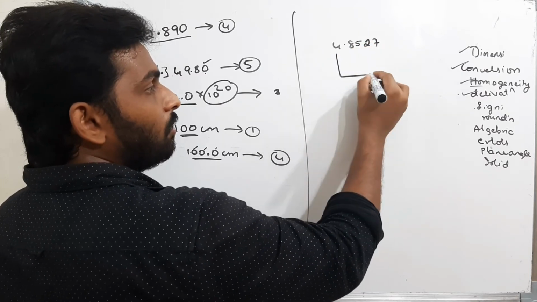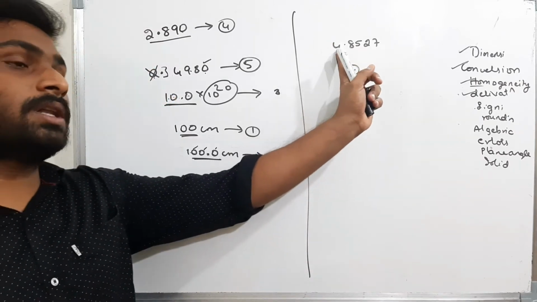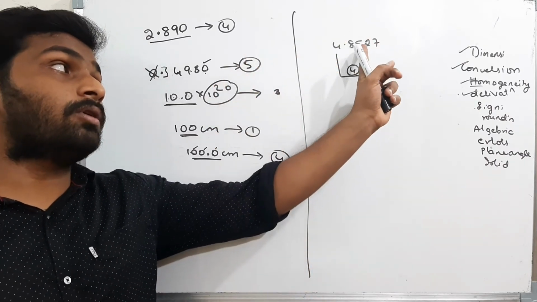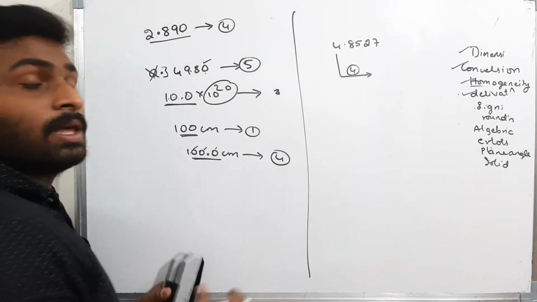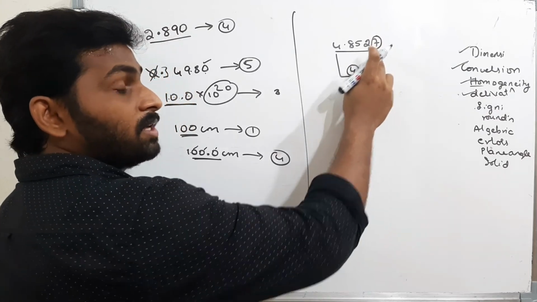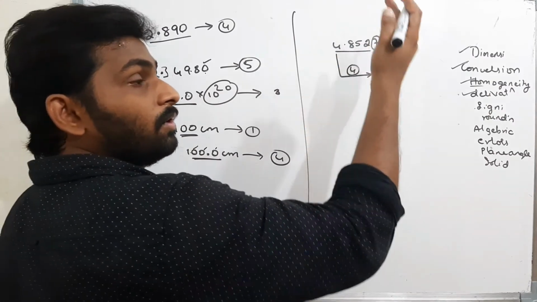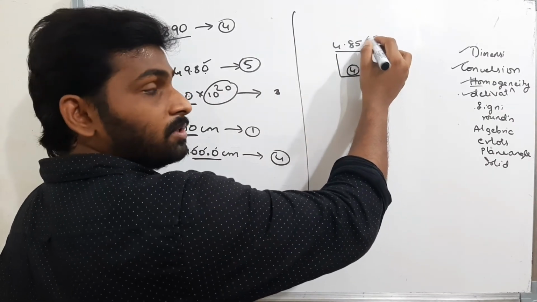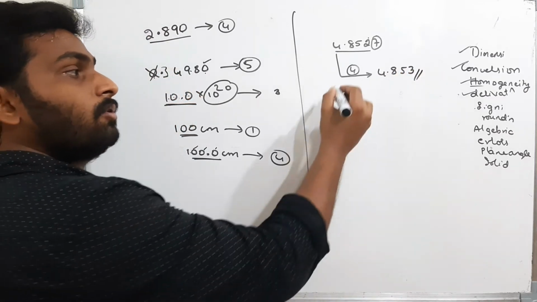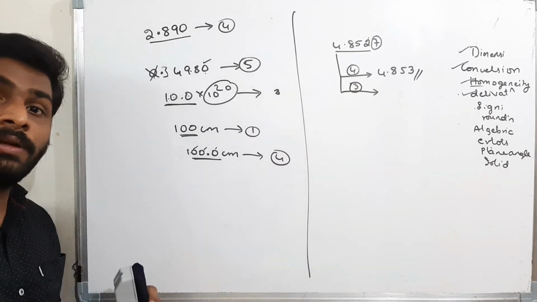4.8527. Round off this number to 4 significant figures. First of all, say how many significant figures are here? 1, 2, 3, 4, 5 significant figures are there. Now, we have to round off this one to 4 significant figures. I have to round off 7. Is 7 greater than 5 or less than 5? 7 is greater than 5. If 7 is greater than 5, then I should add plus 1 to the before digit. That is 4.853 is the answer.